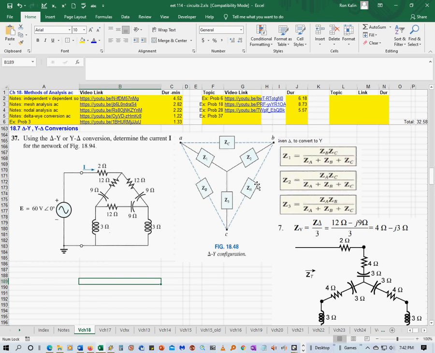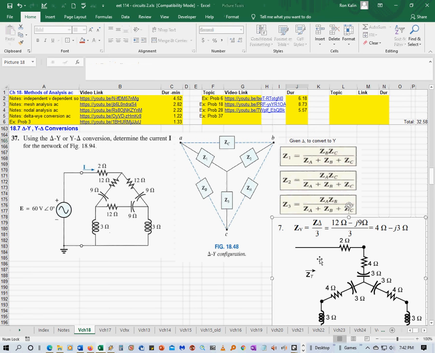Now, in order to convert a delta to a Y, you need to use these equations here, right? You're given this delta A, B, and C, and you want to convert to Z1, Z2, Z3, so you use this set of equations. They chose to simplify the top portion. And there's another reason they chose it, because all three of these impedances are equivalent, okay? So they took a shortcut.